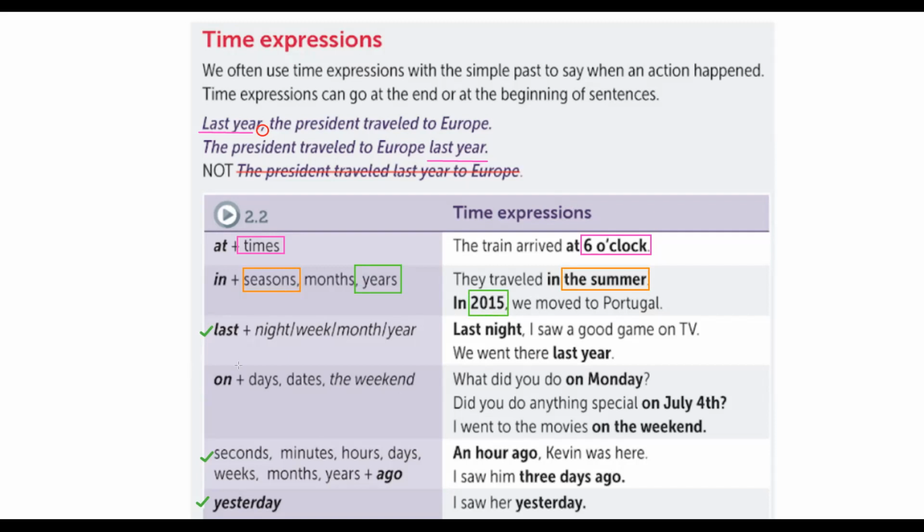And the last one, on. We can use on with days, dates, and the weekend. For example, what did you do on Monday? Days. The next one, did you do anything special on July 4th? And here we have dates, July 4th. I went to the movies on the weekend. You can see, here we have the weekend. So we can use on with days, dates, and the weekend. Okay? Any questions, any doubts?